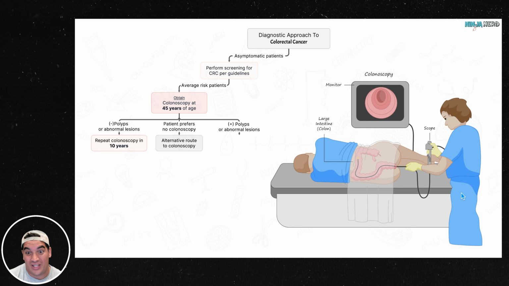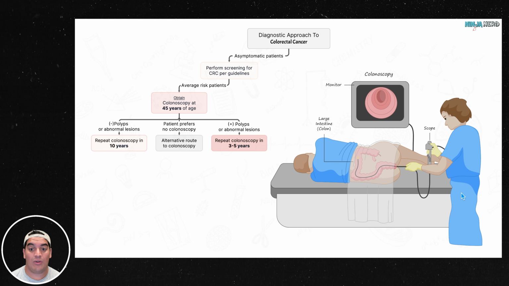They may have to come back in 3 years if there's a lot of high-grade dysplasia, lots of polyps, or 5 years if it's more of a lower grade dysplasia, not as many polyps. So that's really, really important to remember: if they have polyps or abnormal lesions, they may have to come back a little earlier, 3 to 5 years. If they don't, come back in 10 years.